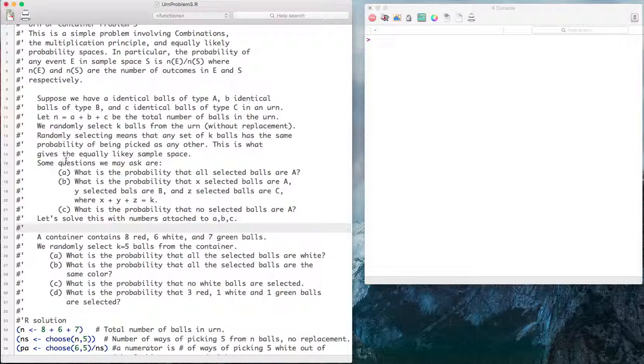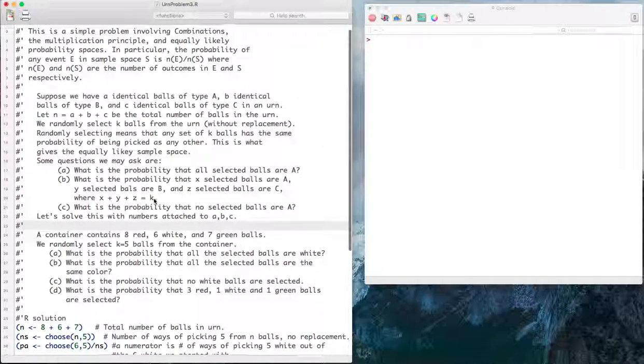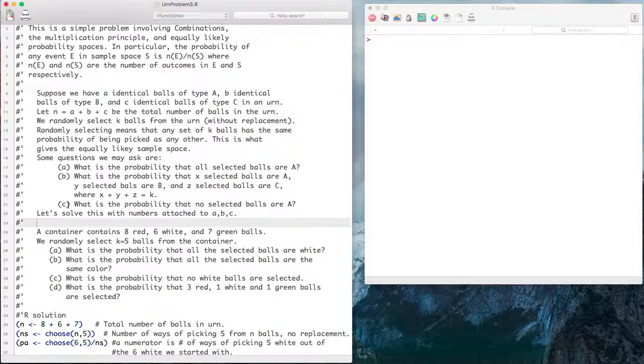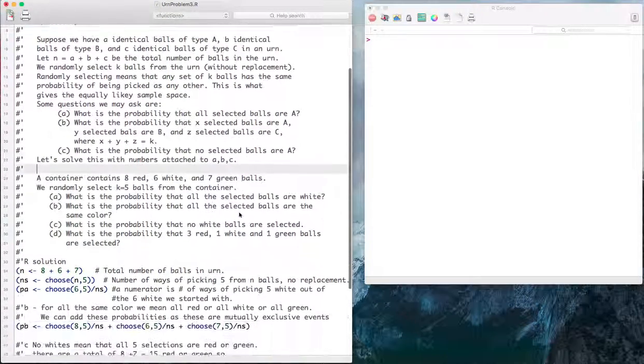We can ask a bunch of questions from this. What's the probability that all the selected balls are A-type? What's the probability that X selected balls are A, Y of the selected balls are B, and Z of the selected balls are C, where X plus Y plus Z is K, the number of balls we picked out? What's the probability that no selected balls are A? All sorts of other questions related to this can easily be solved using counting. Let's look at a simple example.